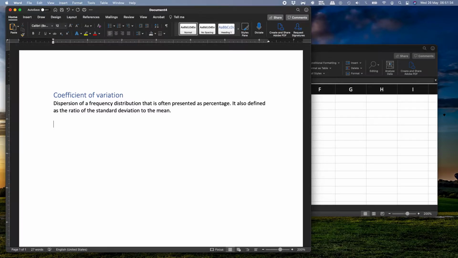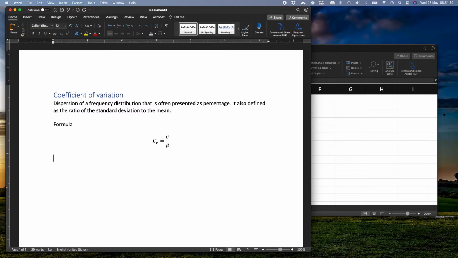The first thing that we need to show is what the formula is. So the formula is the coefficient of variation. It's actually very, very simple. It's just a simple division. The coefficient of variation is the division between standard deviation divided by the mean.